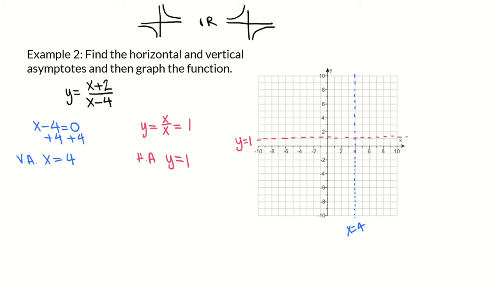So one point we could plug in is 0. So plug in x equals 0 to get a couple points on the graph. That would give us y equals 0 plus 2 over 0 minus 4, which is 2 over -4, which is -1/2. So the point (0, -1/2) lies on this graph.